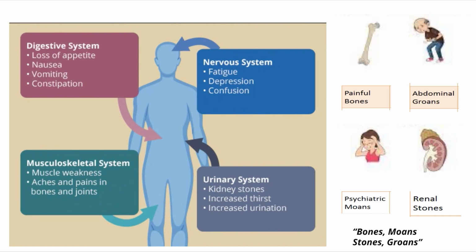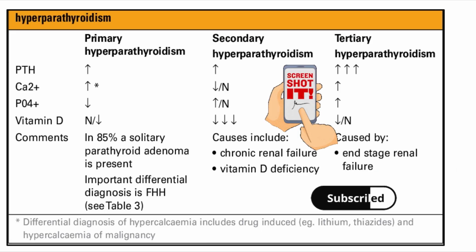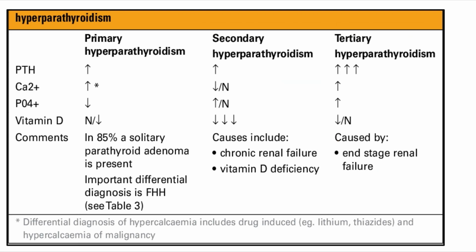Then you could be asked about the lab presentation or basic biochemistry or mechanism of action of the parathyroid hormone, or you could even be asked about the types of hyperparathyroidism. So these clinical features are definitely very important. Now coming to the lab picture, this is a very important part. You can keep a screenshot of this. Comparing the different types of hyperparathyroidism with the lab picture it can present with.